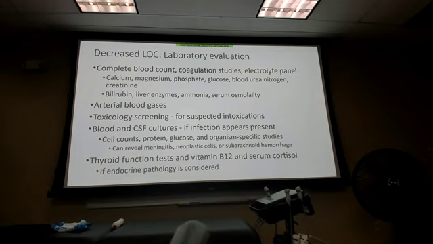And potentially doing the thyroid test and vitamin B12, right? Because someone can come in altered, they can come in with myxedema coma, they can come in with thyroid storm, right, where they're altered. So doing that thyroid function test and the B12 and serum cortisol, if we are considering an endocrine type picture, is very important, okay? Not everybody who comes in altered is a trauma patient.